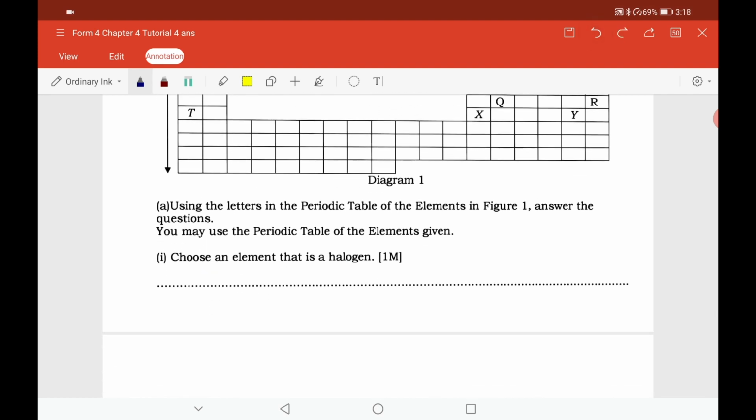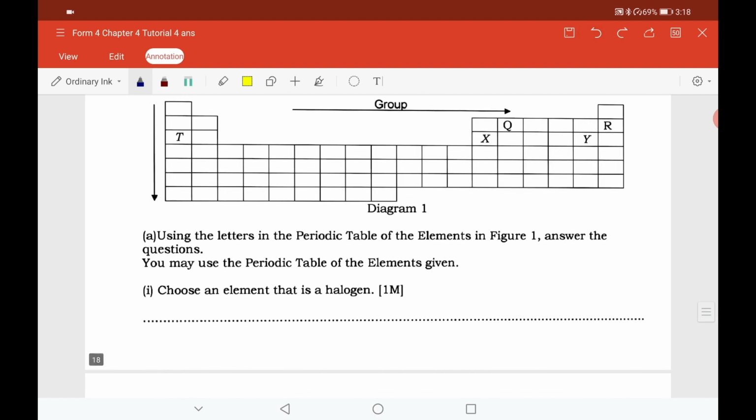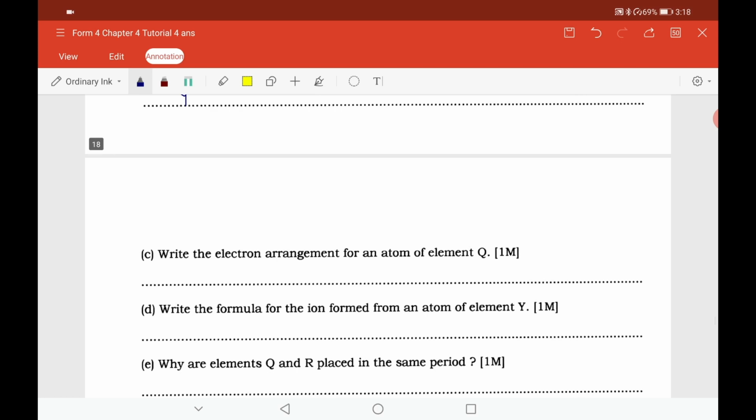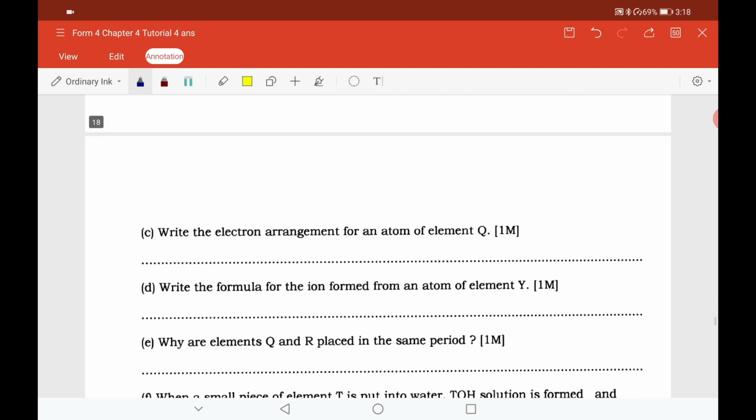This is quite simple. Halogen is group 17. If you look at it, where is group 17? The second last group from the back. So this is group 17. So who is inside the halogen? The substance Y. So we just put the letter Y, will do. Very straightforward.